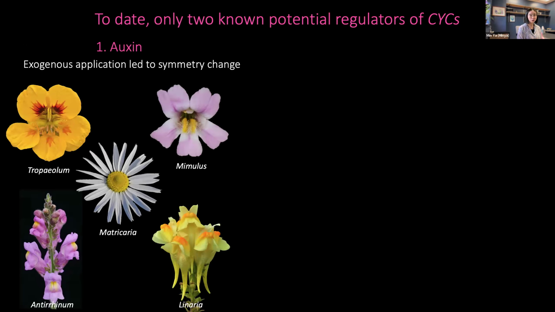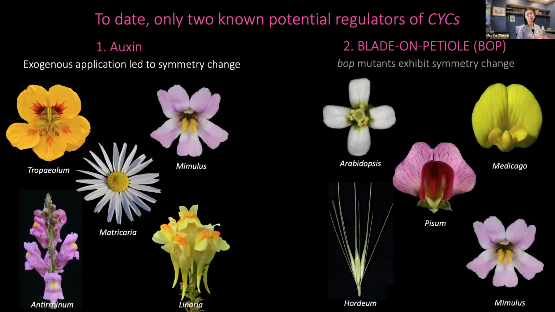And the other potential regulator is a gene called BLADE ON PETIOLE, BOP. BOP mutants have been analyzed in a bunch of species as well, as I show you here. They all have a whole range of developmental defects, but among those defects, one of the common ones is changes in floral symmetry. So either the auxin application or the BOP mutants, the phenotypes clearly indicate that those two factors are involved in the regulation of cycloidea genes.